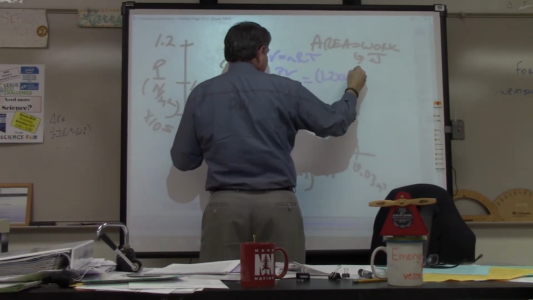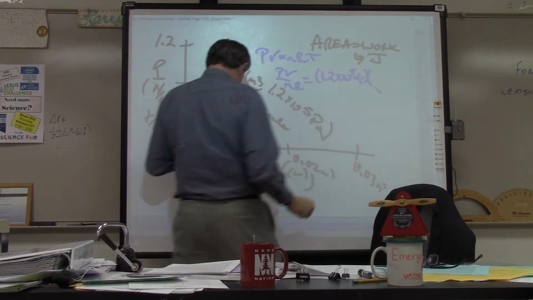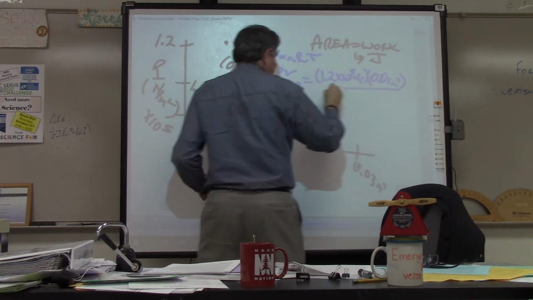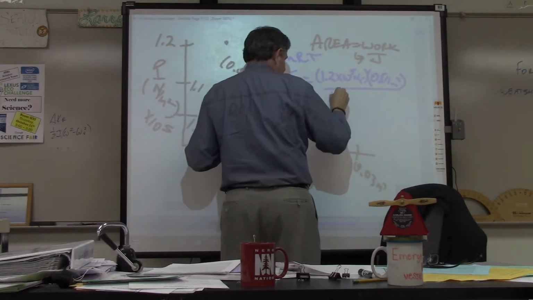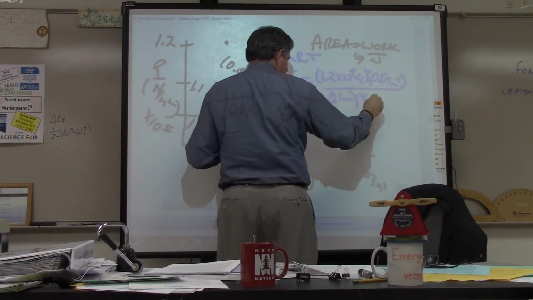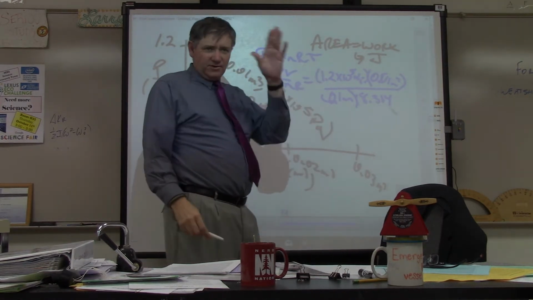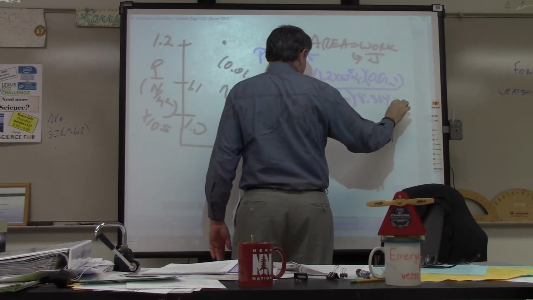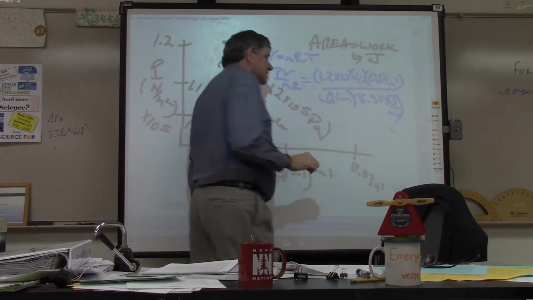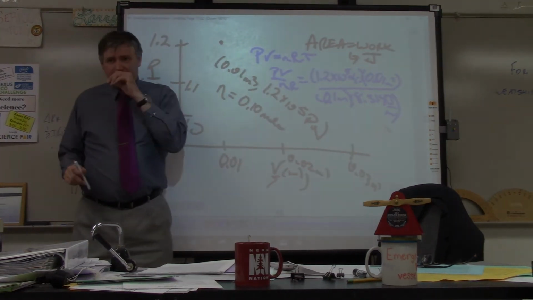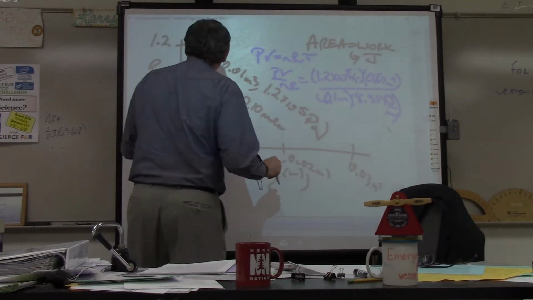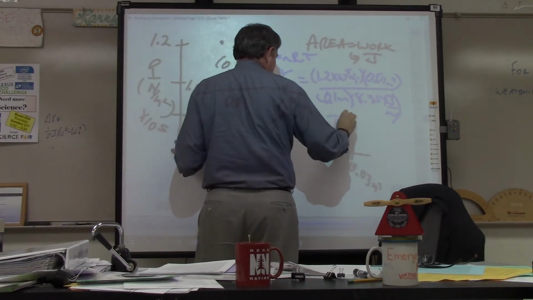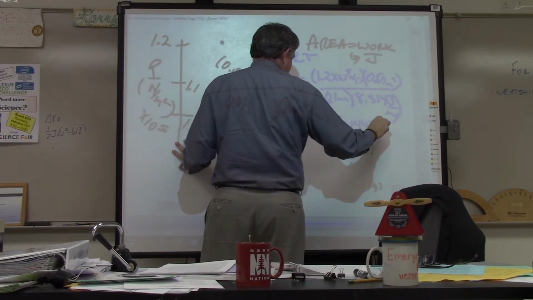So 1.2 times 10 to the fifth newtons per square meter times the volume of 0.01 cubic meters. And then n was 0.1 moles and 8.314. Even though your equation sheet has it as 8.31, ever since I've studied chemistry, this is 8.314, and that's what we're going to use, just because we can. So, what do you get as the temperature? 1443. Pretty warm, especially because it's Kelvin. So I get 1443 Kelvin.